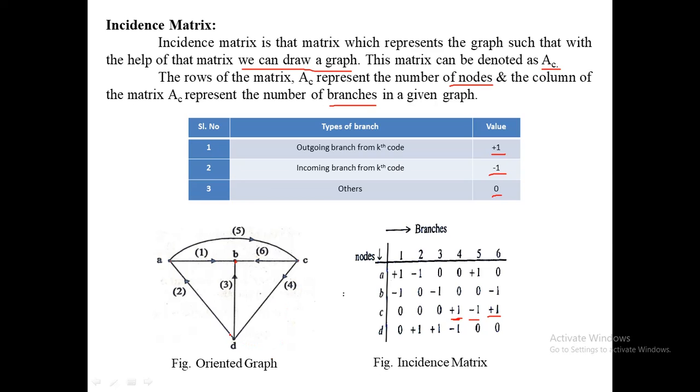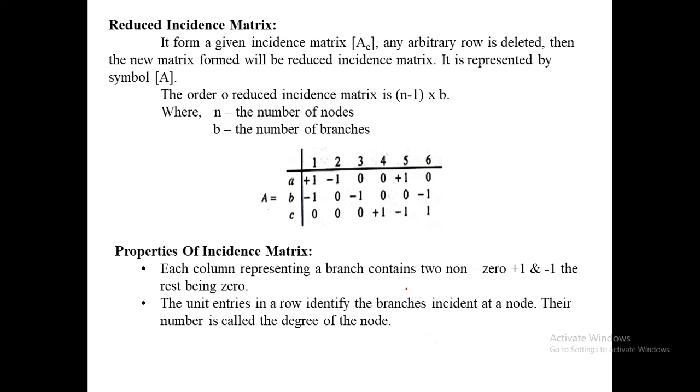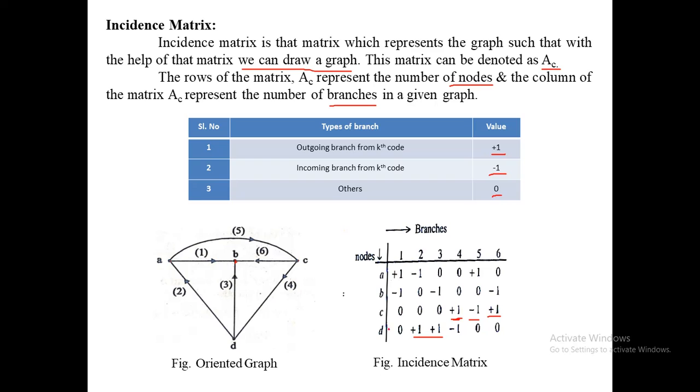For D also, branches 2 and 3 are away from the node, so we write +1, +1. Next, branch 4 is towards the node, so we put -1. Remaining, there are no branches, so we put 0. This is the incidence matrix. Next, we have to write the reduced incidence matrix. For the reduced incidence matrix, we remove the last row of this matrix.